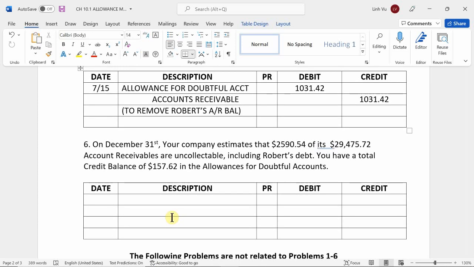Number 6. Now it's finally December 31st. Your company estimates that $2,590.54 of a total of $29,475.72 of accounts receivable are to be uncollectible, including Robert's debt. And you have a total credit balance of $157.62 in the allowance for doubtful accounts.